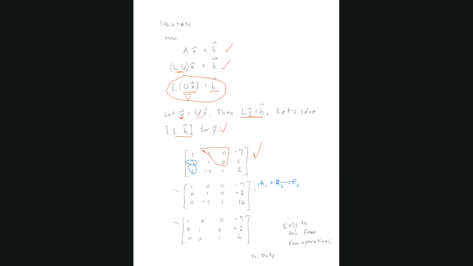We also did -2 times row 1 and added that to row 3. I'm trying to be very neat with the mouse. I think this is neat. I think this is fine.